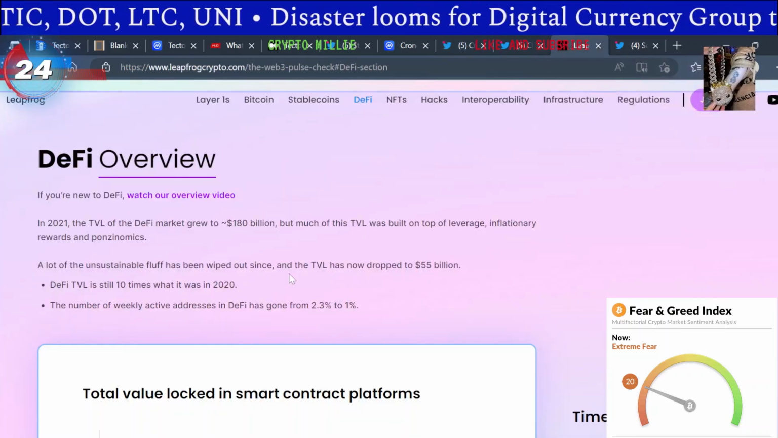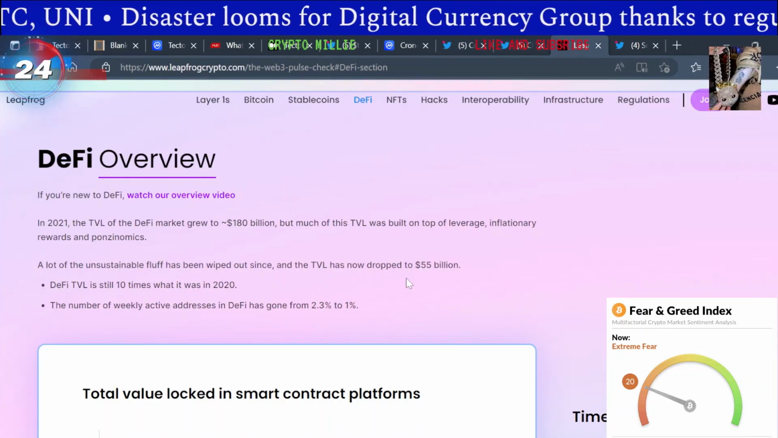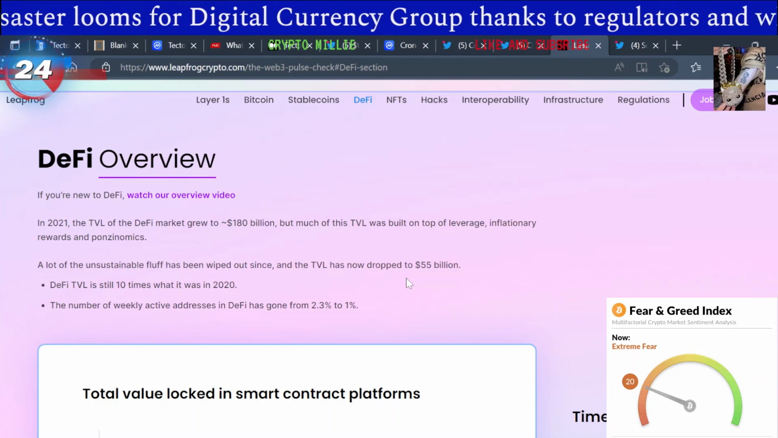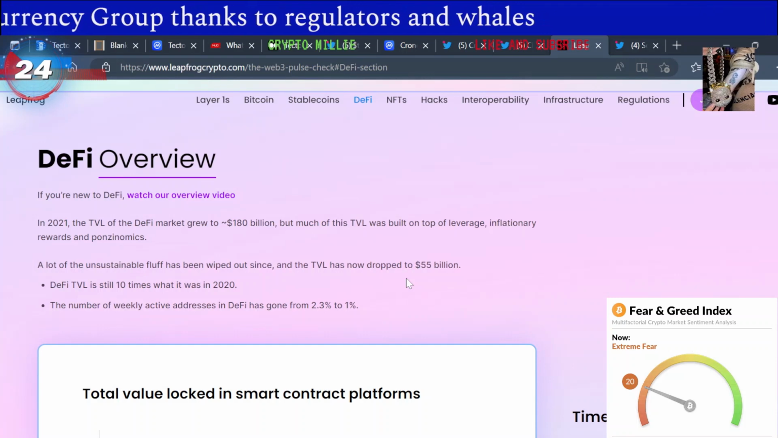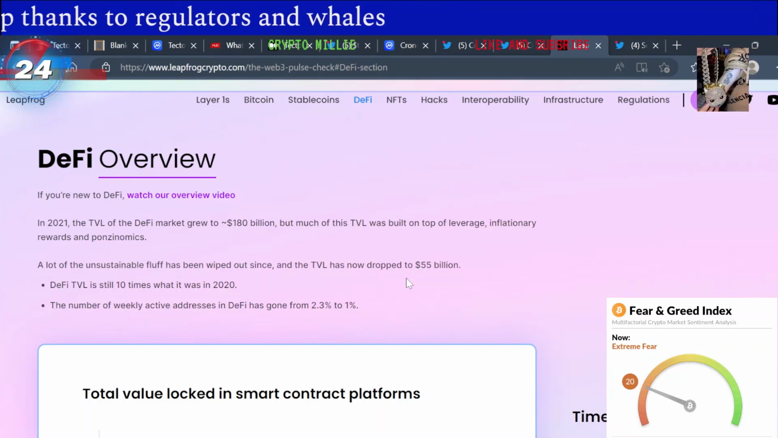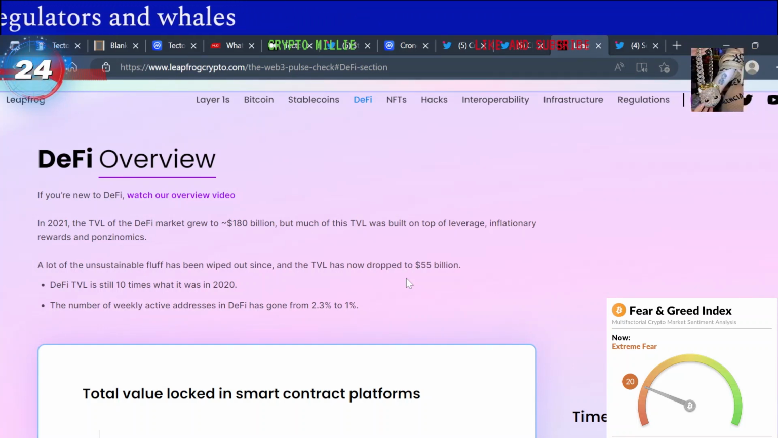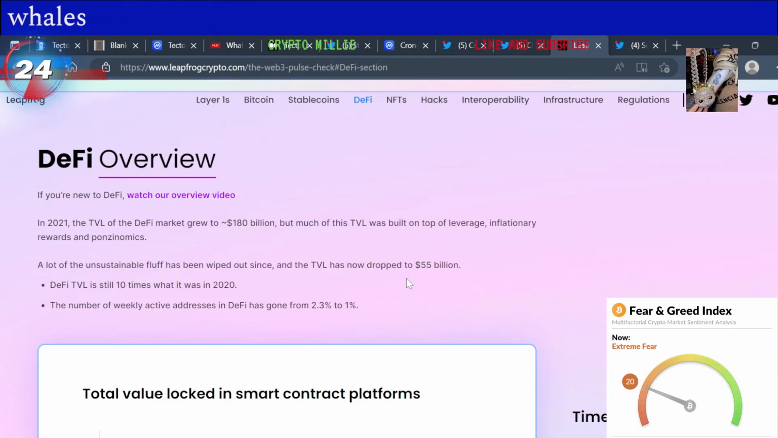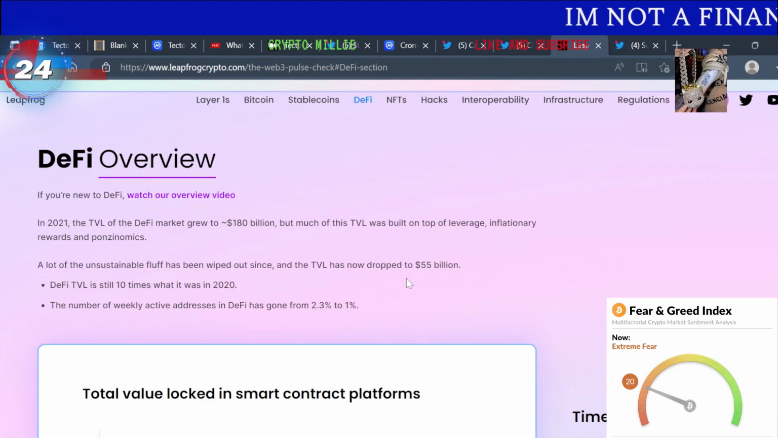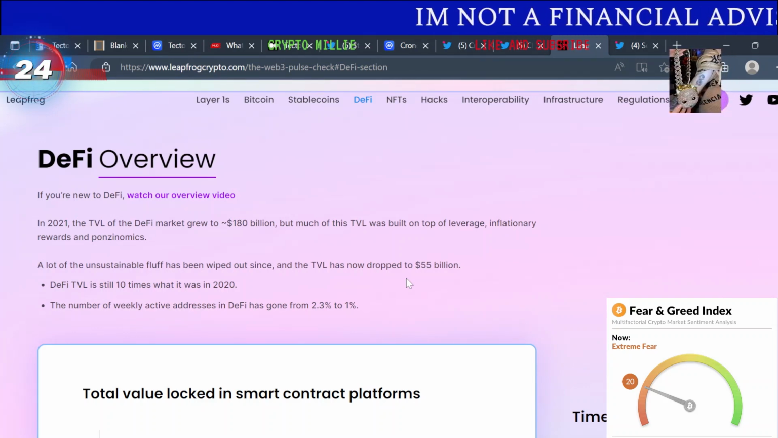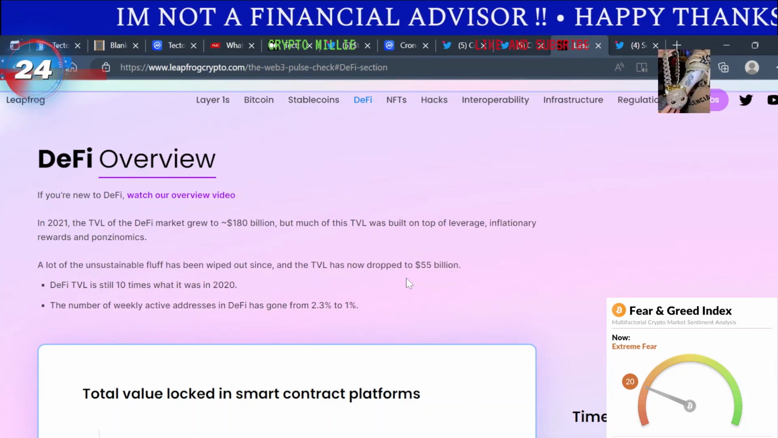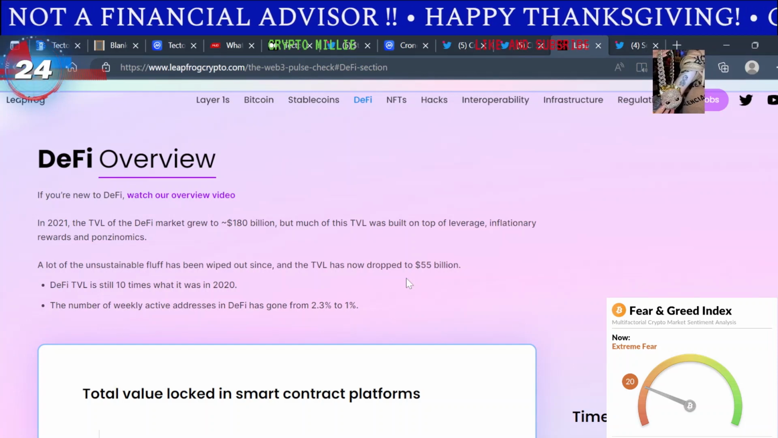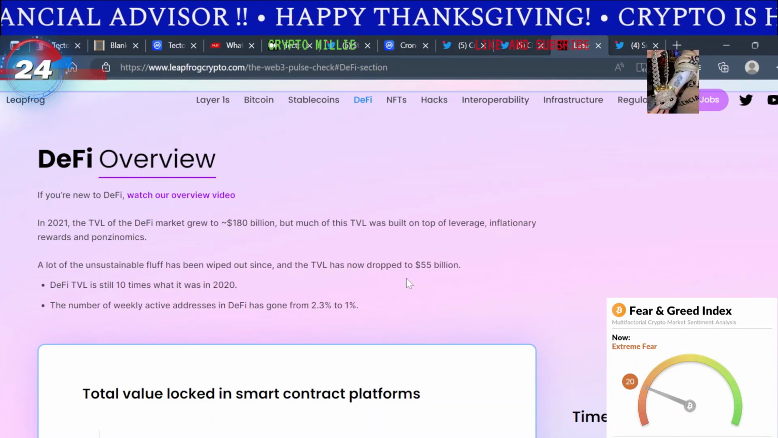And DeFi, as you can see from the DeFi overview, is a very, very important sector and narrative within the crypto space. In 2021, the DeFi market TVL grew to 180 billion, but much of the TVL was built on top of leverage, inflationary rewards, and Ponzinomics. A lot of that unsustainable fluff has since been wiped out, and the TVL now sits around 55 billion. But family, the DeFi TVL is still 10 times what it was in 2020. So DeFi ain't going nowhere, man.